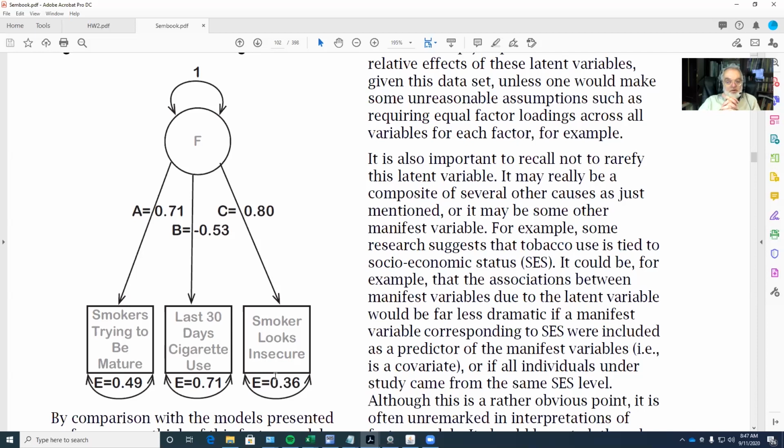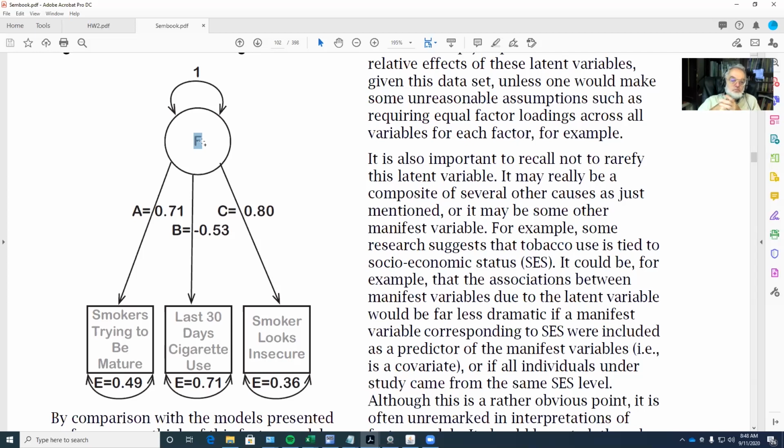The other thing about it that I like to return to on occasion, that seems to be neglected in the books in the area, is what is called the naming problem. What is this latent variable up here? Do we necessarily think that it is a platonic, idealized reality of attitudes towards smoking, or attitudes and behaviors towards smoking? I don't know. It could be anything.